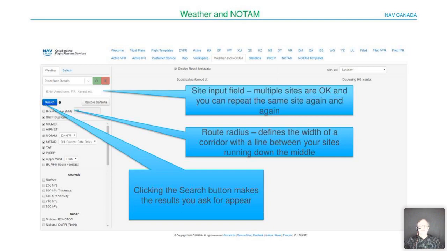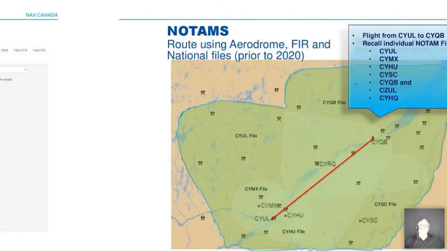There's also a route radius button. So if you're flying along a route, a flight, you can indicate how wide of an area on either side you're interested in. This will start to become relevant when we dive into NOTAM and start to discuss those specifically, which is going to be happening in just a moment or two. Once you're done selecting all of the products you wish to view, text as well as graphic, you hit the search button and what you want will appear on the screen.